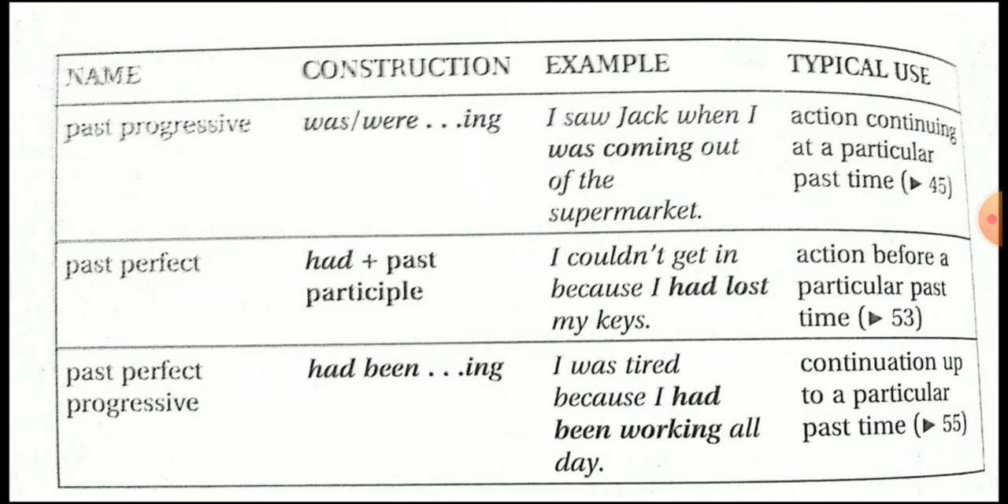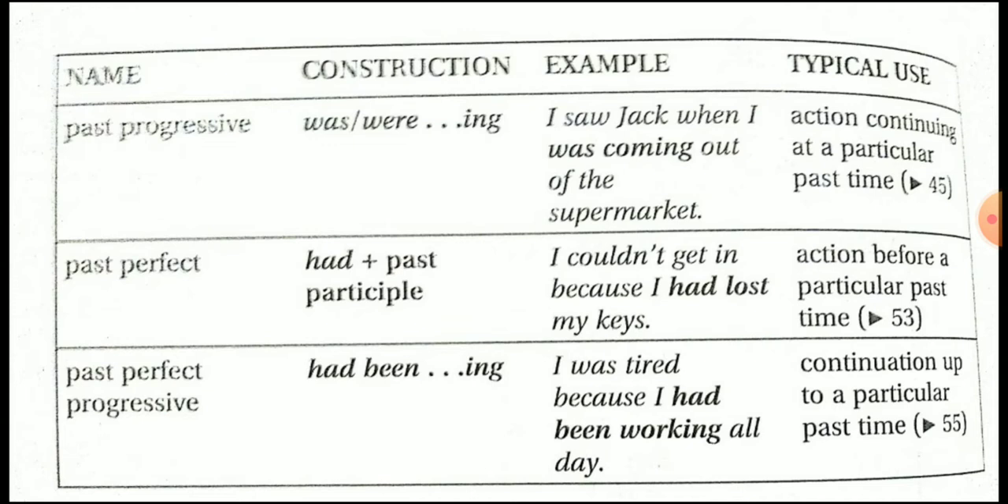Next comes the past progressive. The construction of this tense is was, were plus ing. And these are the helping verbs. We use were when the subject is plural. We use was when the subject is singular. Example: "I saw Jack when I was coming out of the supermarket." The typical use of this tense is action continuing at a particular past time.